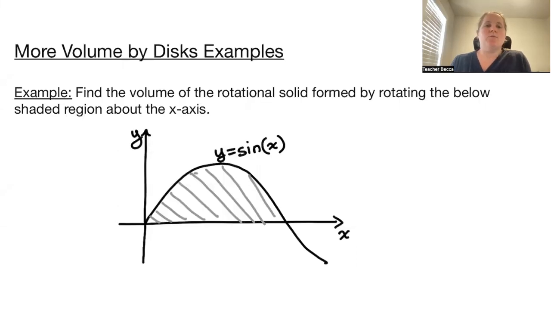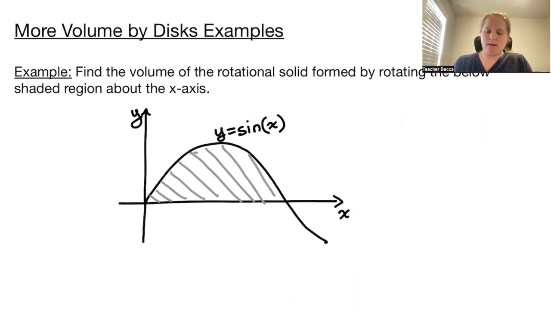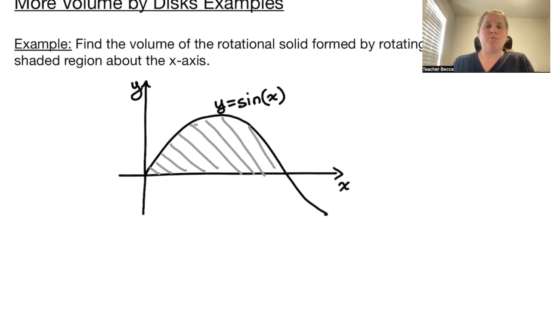Welcome to more volume by disk examples. So in this example, let's find the volume of the rotational solid formed by rotating the below shaded region about the x-axis. In this case, we are looking at the region that is above the x-axis and below y equals sine of x.